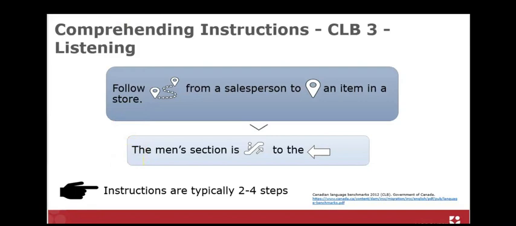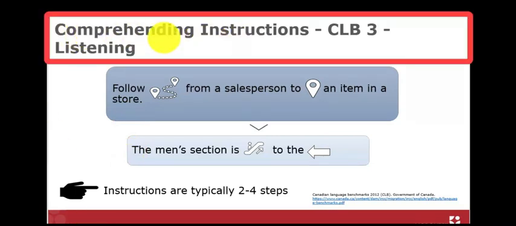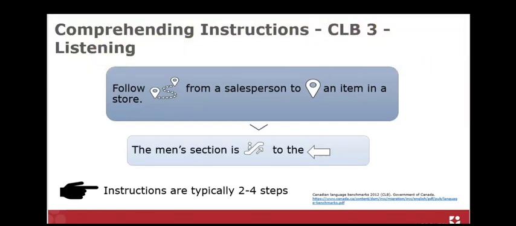Now let's look at another type of task, focused on comprehending instructions. At CLB3 Listening, learners practice understanding and following simple directions in familiar everyday situations. For example, a task could involve following directions from a salesperson to locate an item in the store, such as the men's section is upstairs to the left. Instruction at this level typically involves 2 to 4 steps. These tasks help strengthen students' listening skills and allow them to confidently navigate real-world situations.